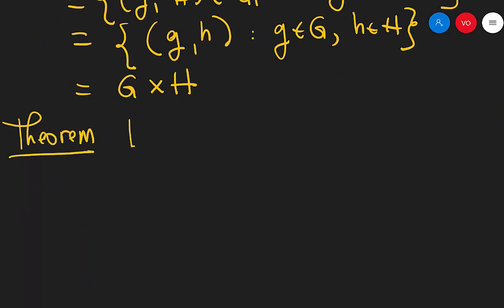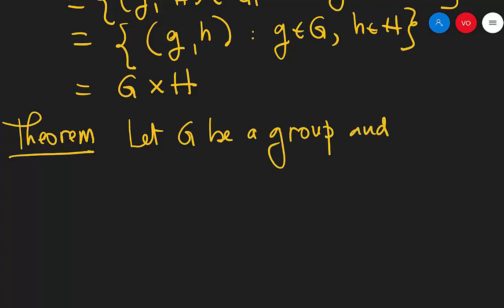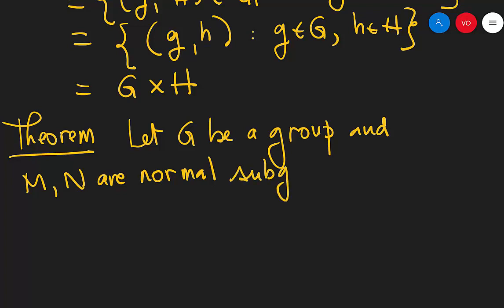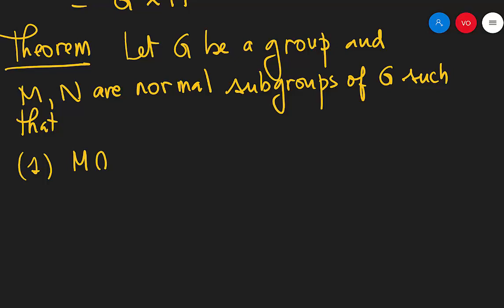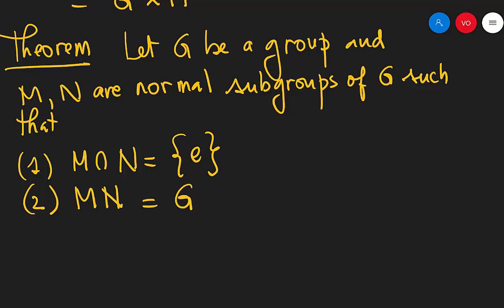Let's discuss the following theorem. Let G be a group, and M and N are normal subgroups, such that first, M intersect N is trivial in the sense that it contains only the identity, and two, M times N is equal to G. So you can get G by taking all possible products of elements in M and N. Then if this is the case, then G is isomorphic to the Cartesian product M cross N. They are not necessarily the same thing, but these two groups are isomorphic to each other.